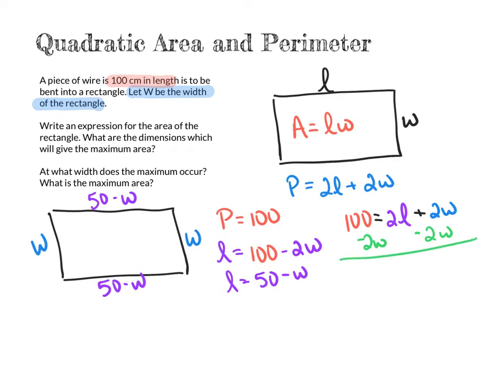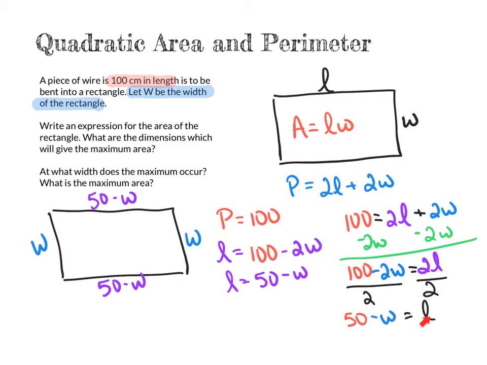And here's what I get. I'm left with 100 minus 2W is equal to 2L. And the last step now is to get L by itself, so I'll divide both sides by 2. And when I do that, if I do 100 divided by 2, I get 50 minus 2W, or 2W divided by 2 is just W, minus W is equal to L. So this is how I do it for the formula.